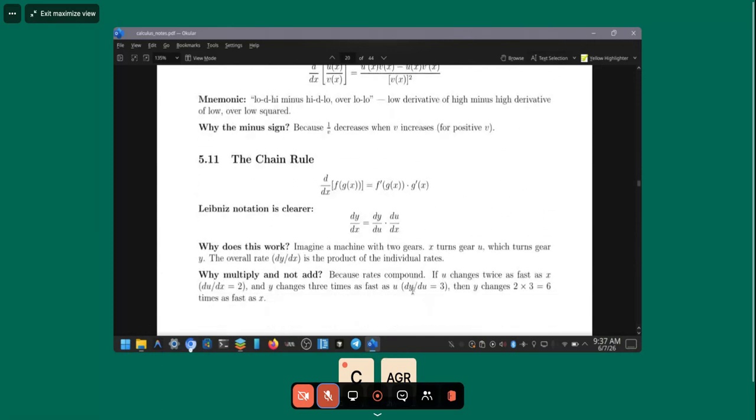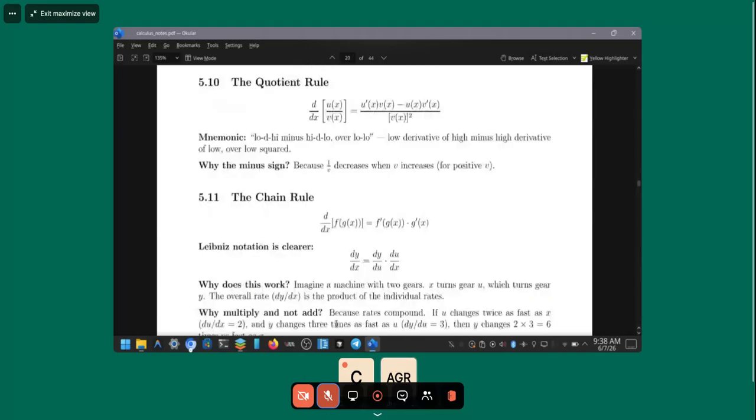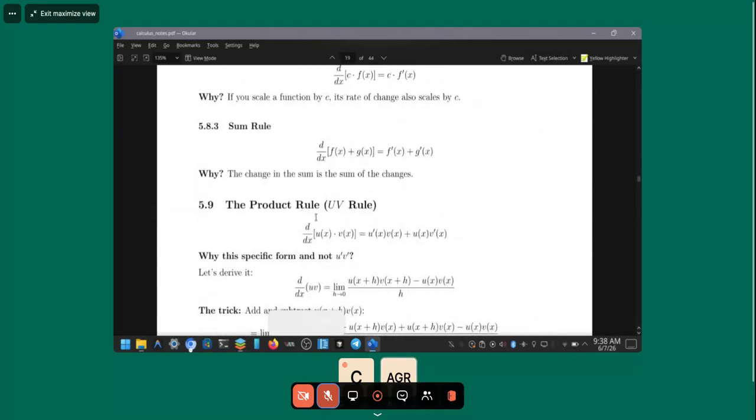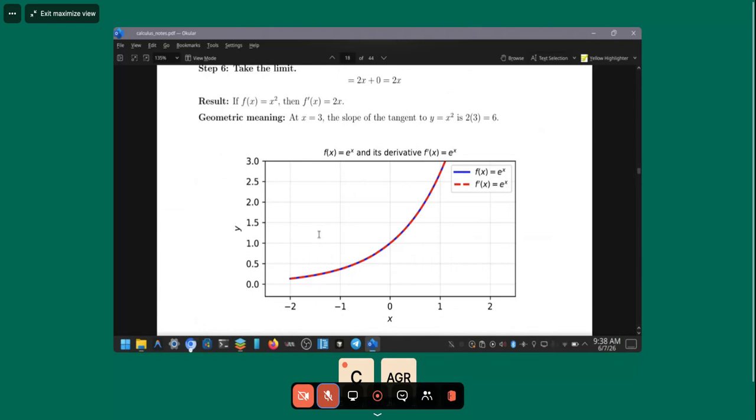Then goes the chain rule. Why multiply and not add? Because rates compound, like in compound interest. If u changes twice as fast as x, du/dx is equal to 2, and y changes 3 times as fast as u, dy/du is 3, then y changes 2 times 3, that is 6 times as fast as x. It's just a reference for the x square graph, I guess.